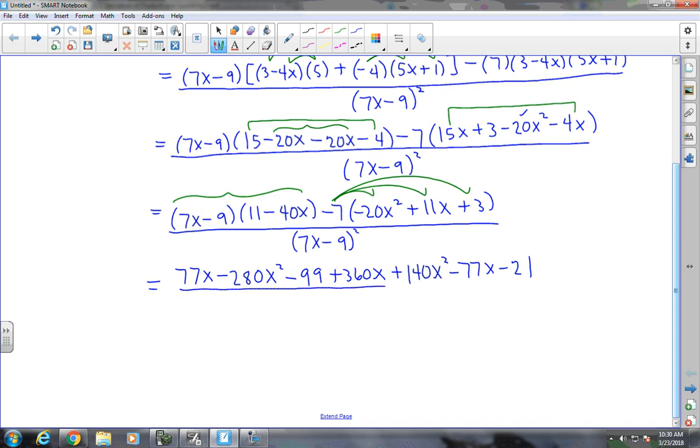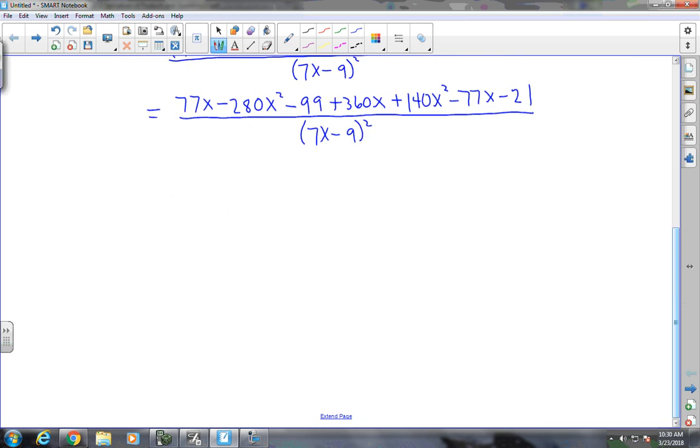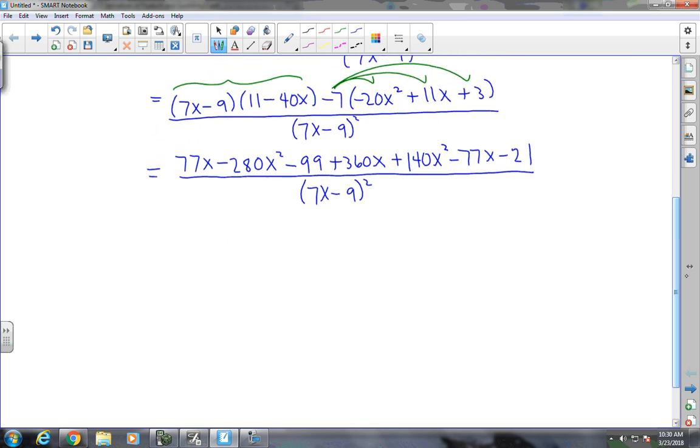Hang in there, we're almost there. If your brain's getting tired and the arithmetic gets hard, grab your calculator and verify all of these numbers. Okay, let's take a look and see where we can simplify. First thing I spot here is positive 77x minus 77x. Those cancel. Let's combine negative 280x squared plus 140x squared.